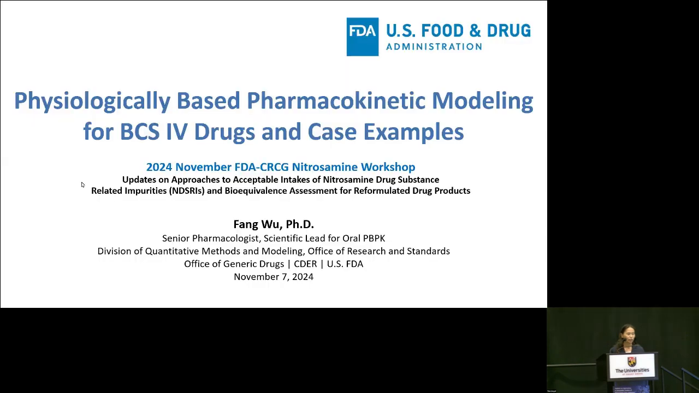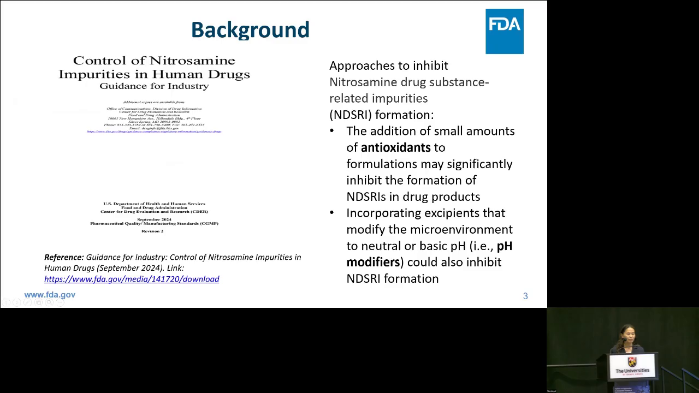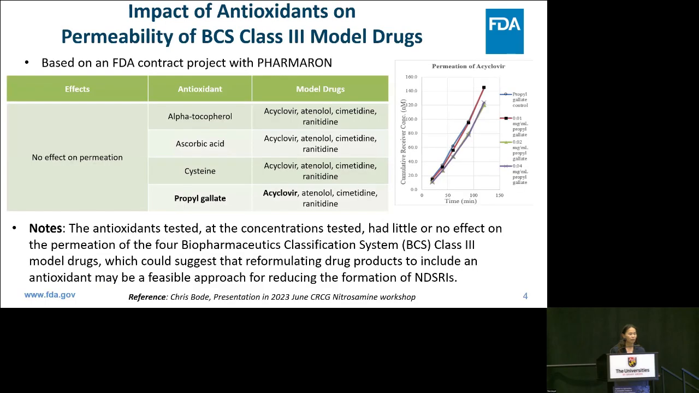As you all know, the guidance on control of nitrosamine impurities in human drugs issued in September 2024 indicated that approaches to inhibit nitrosamine drug substance-related impurities formation include the addition of a small amount of antioxidant or pH modifiers. To understand the impact of the addition of these antioxidants on the permeability of BCS class 3 model drugs, the FDA funded a series of research.